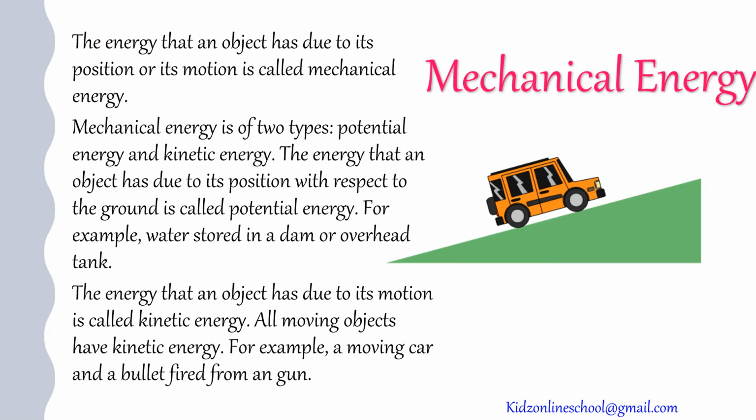About mechanical energy. The energy that an object has due to its position or its motion is called mechanical energy. Mechanical energy is of two types, potential energy and kinetic energy. The energy that an object has due to its position with respect to the ground is called potential energy. For example, water stored in a dam or overhead tank.